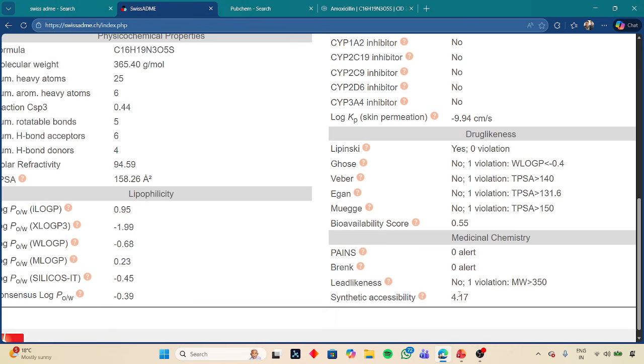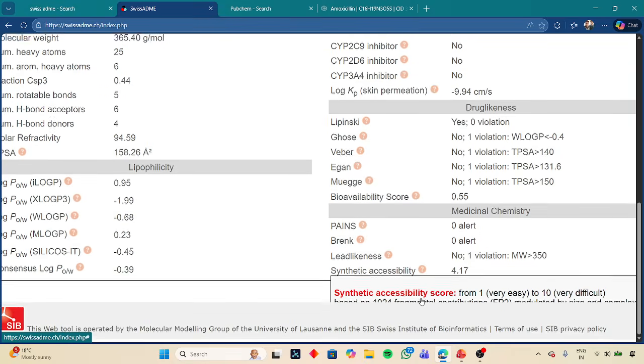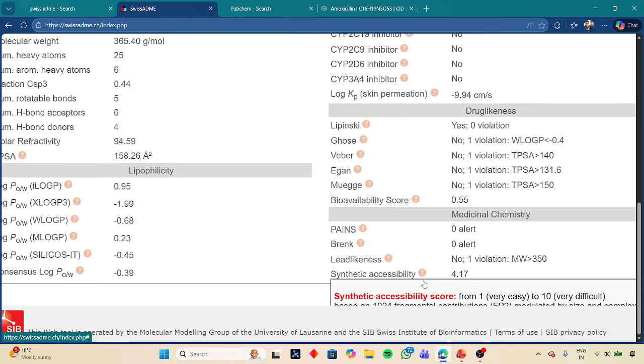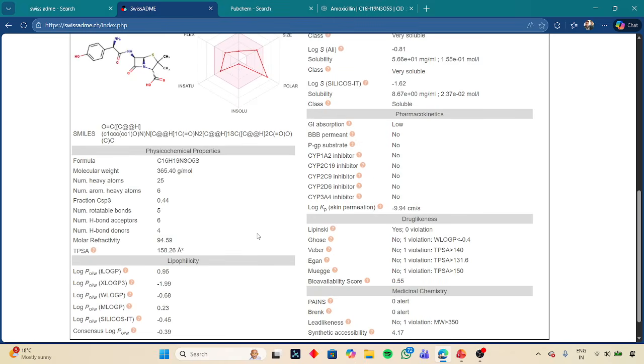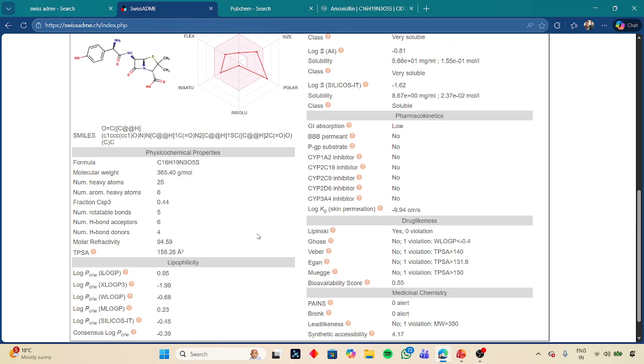And finally, the synthetic accessibility is 4.17. The higher the synthetic accessibility score, the more difficult it is to synthesize that drug molecule. The scale runs from 1, which is very easy to synthesize, to 10, which is very difficult. I will tell you that all these things are hypothetical. If it is AI assisted or from a website, the software is just assuming. So don't completely rely on the AI tools.